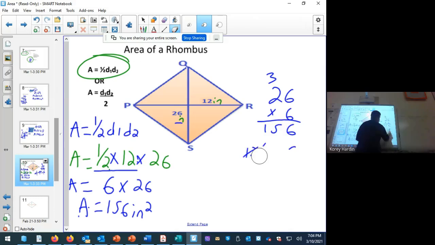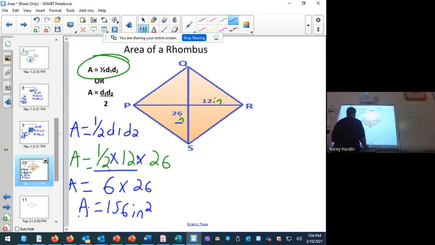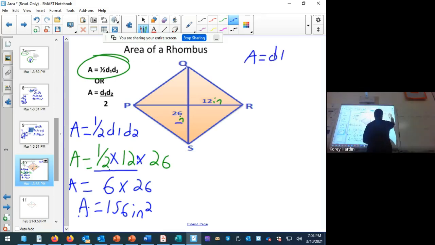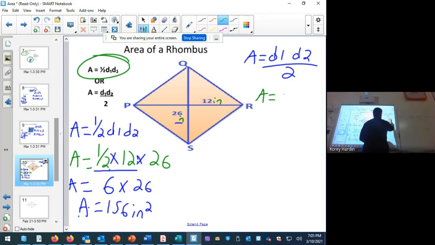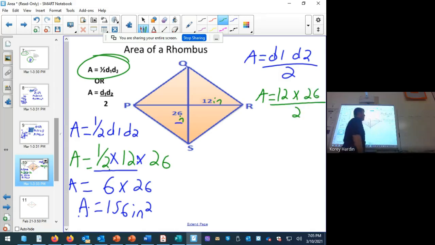Now, let's work it out with the other formula. So, what I've got on that one is A equals D1, D2 divided by 2. So, I'm going to find out D1 and D2 first. I'm going to multiply those together. So, A equals D1. Sorry, I shouldn't write that. I should write the numbers in. But now I've got 12 times 26 divided by 2.